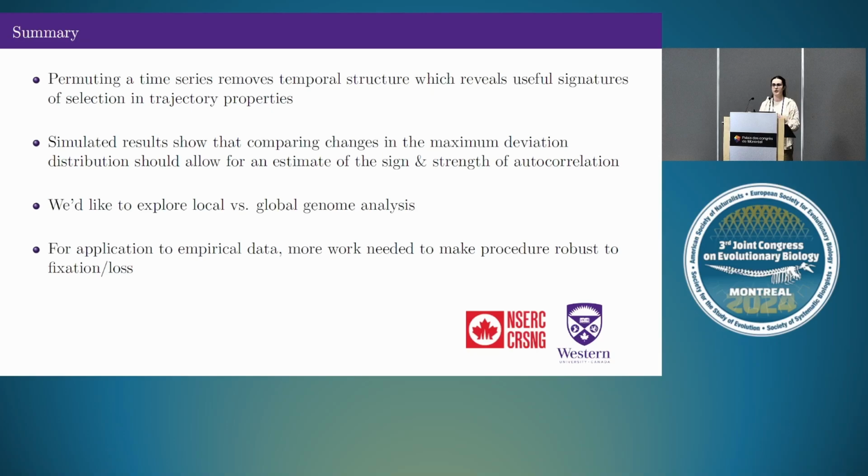Like I said earlier, we can also extend our autoregressive model to a higher degree and include more influence from previous selection values. But our main goal is to be able to apply this to empirical data sets. So right now, we are working to fine-tune our procedure to make it more robust to fixation and loss.